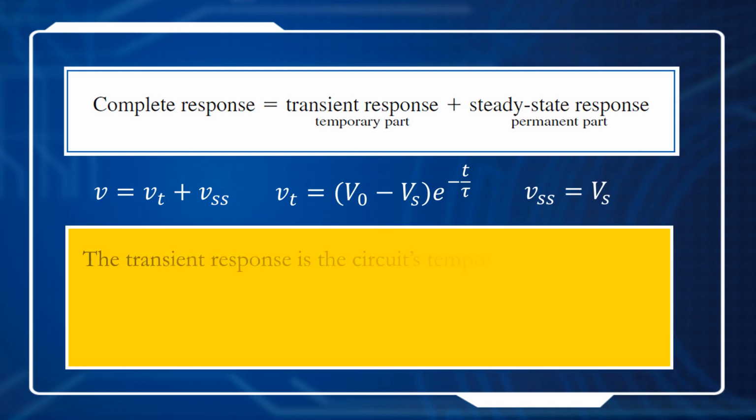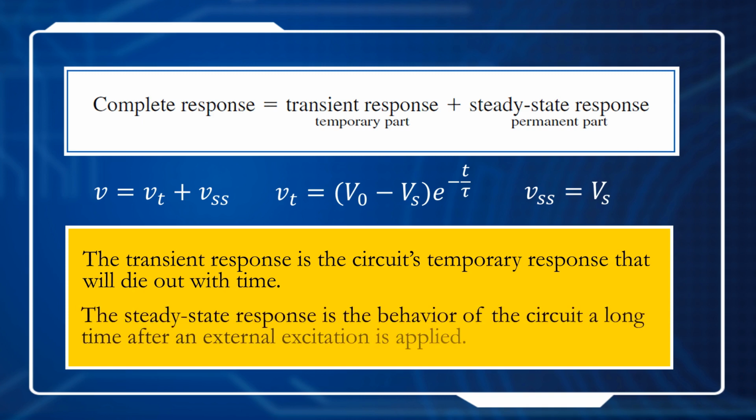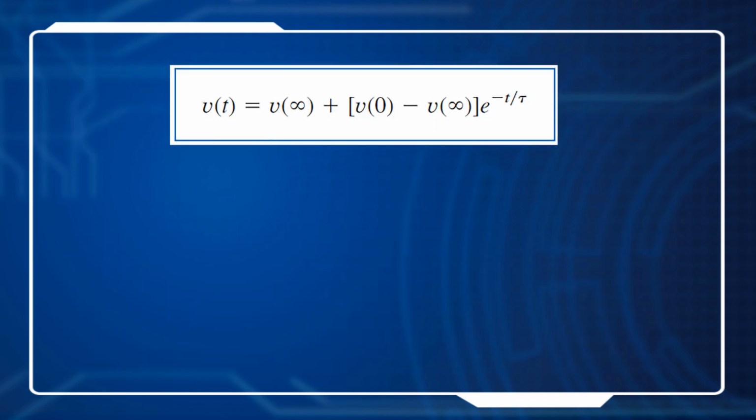The transient response is the circuit's temporary response that will die out with time. However, the steady state response is the behavior of the circuit a long time after an external excitation is applied. So we can rewrite the complete response like this: V(t) equals V infinity plus (V0 minus V infinity) multiplied by e to the minus t over tau. So you need to remember this equation.